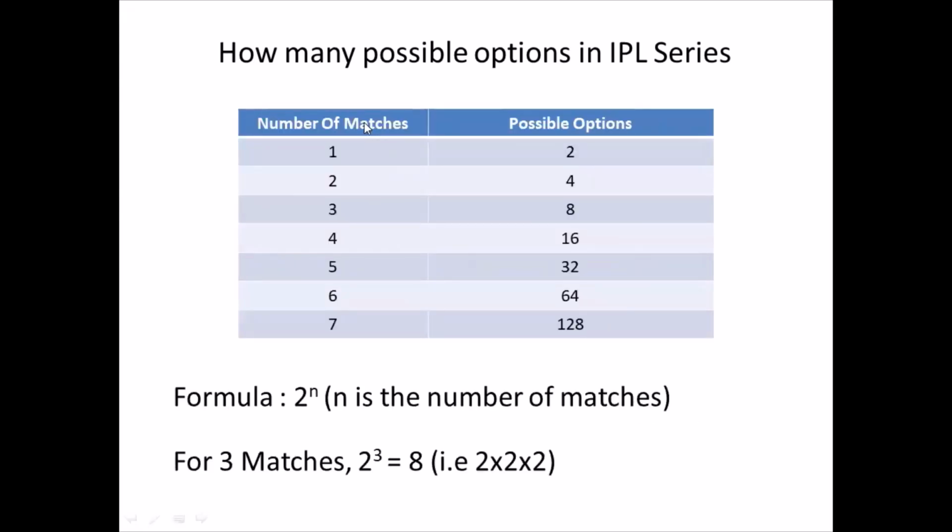Similarly, as the number of matches increases, the number of possible options keeps doubling. For three matches, it's 8. For 4, it's 16. For 5, it's 32. For 6, it's 64. For 7 matches, it's 128 possible options. So the formula is 2 to the power of n, where n is the total number of matches. For 3 matches, it's 2 to the power of 3, which is 2 times 2 times 2, which is 8.